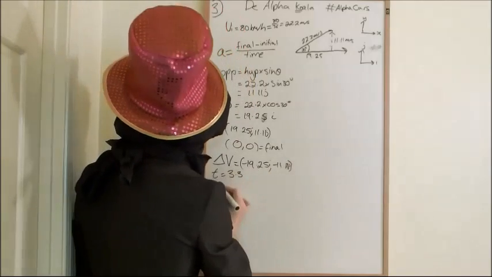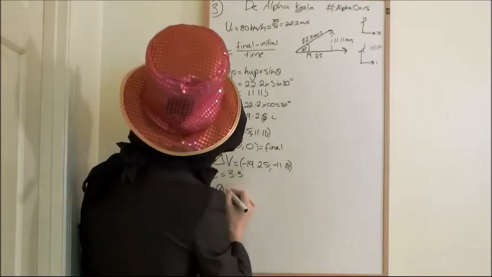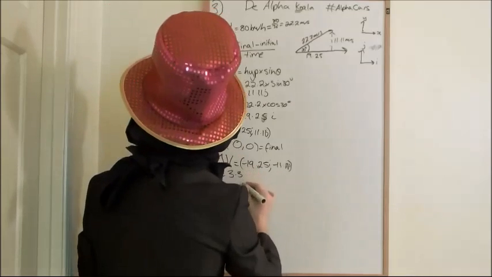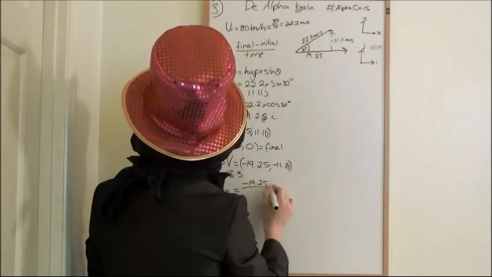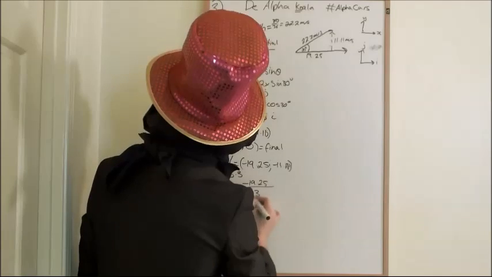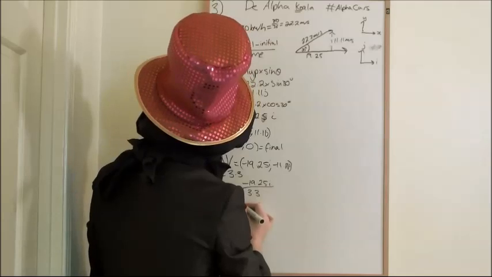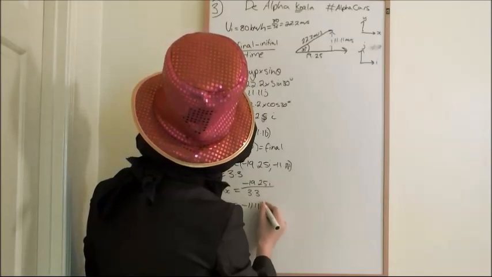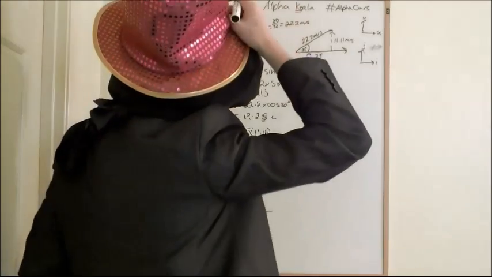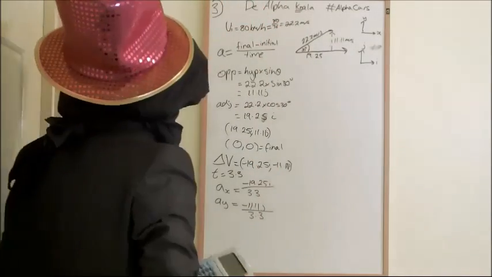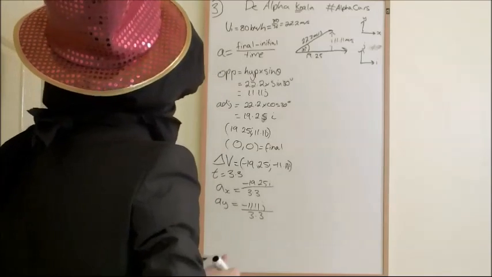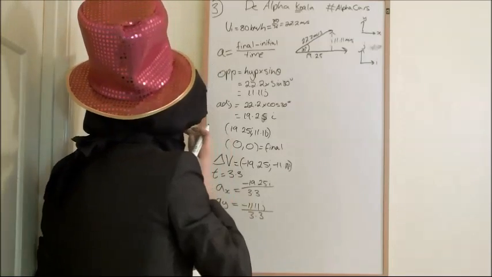So our acceleration in the x direction is going to equal the change in velocity in the x direction, which is negative 19.25, over our time, which is 3.3. And our acceleration in the y direction is going to equal negative 11.11 j over 3.3. If you don't know i's and j's, don't worry too much, they're pretty important, but they're not that complicated. I just kind of forgot to go over them, and that's my fault. So I'll probably go over them in a later video, and I'm sorry.